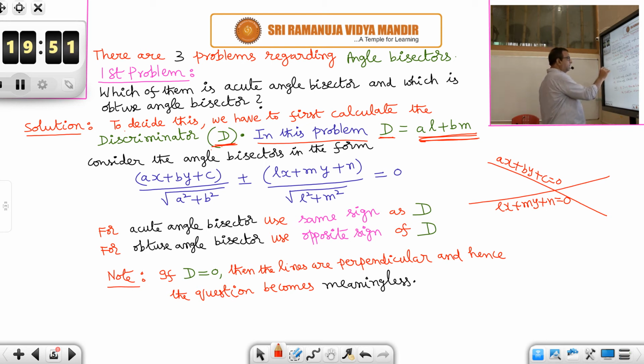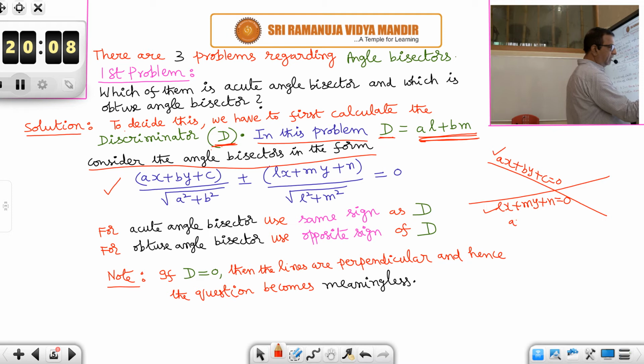So next, consider the angular bisectors in the form. See, these are the two lines, AX plus BY plus C and LX plus MY plus N. Angular bisectors equations we have to take in this form now. Because actually we have taken the angular bisectors like this, AX plus BY plus C by root of A square plus B square is equal to plus or minus LX plus MY plus N by root of L square plus M square.